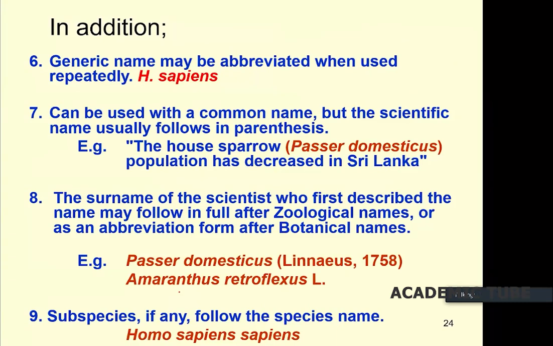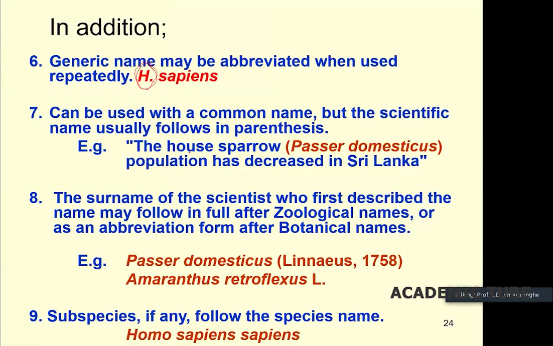In addition, generic names we can abbreviate with the initial. When we are writing continuously in the same paragraph, we can begin with Homo sapiens at the beginning, but when we are continuing, we can abbreviate the first word as H dot, but not the species. Then we can refer to the common name used for that particular species in the initial stage.